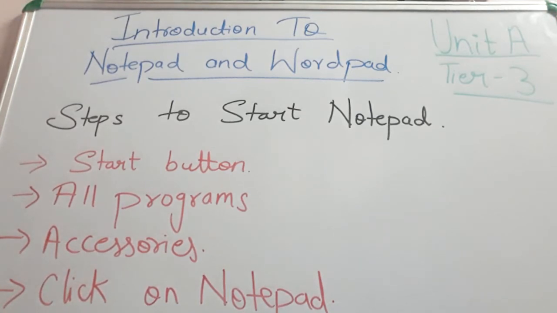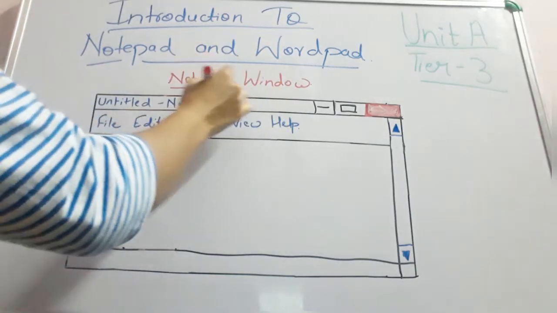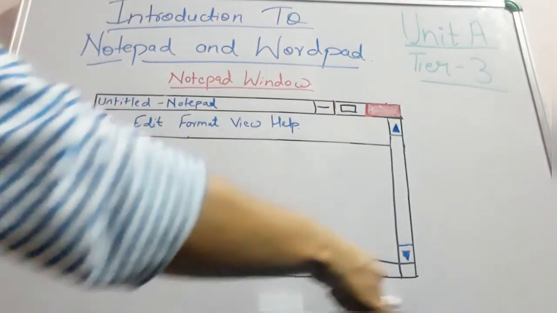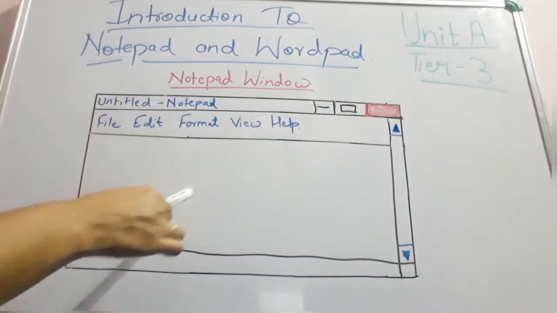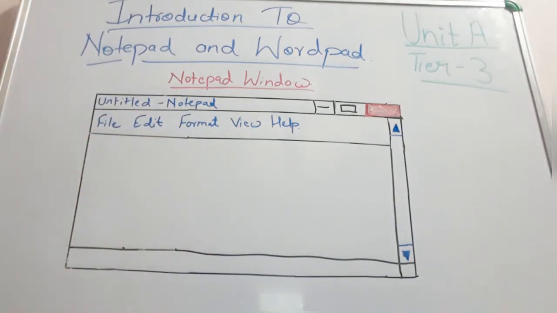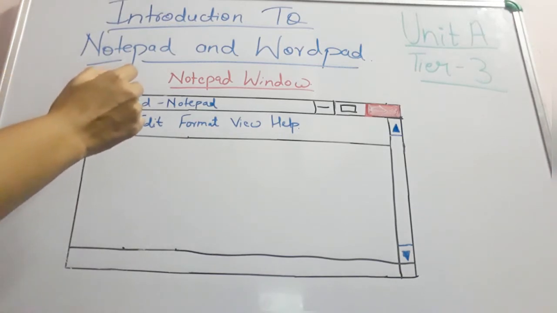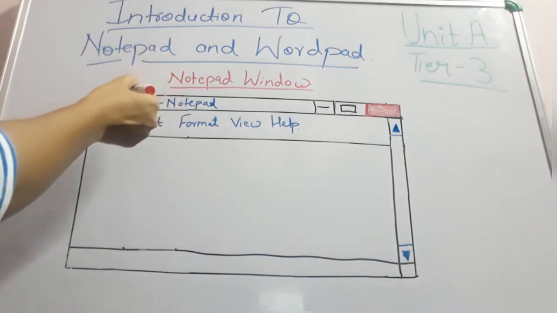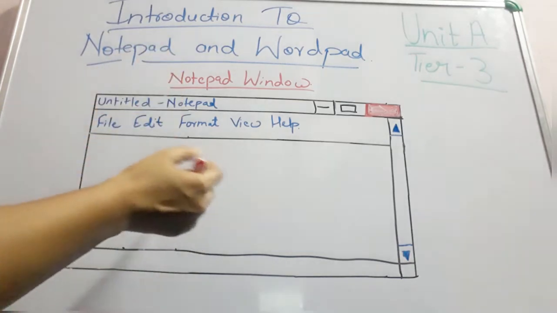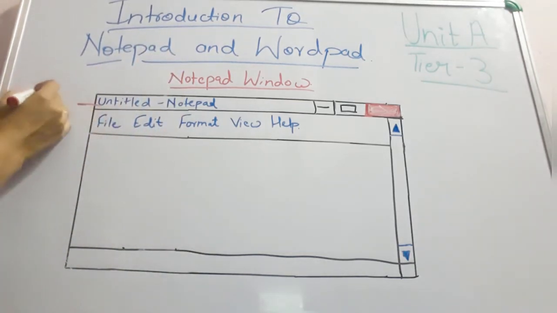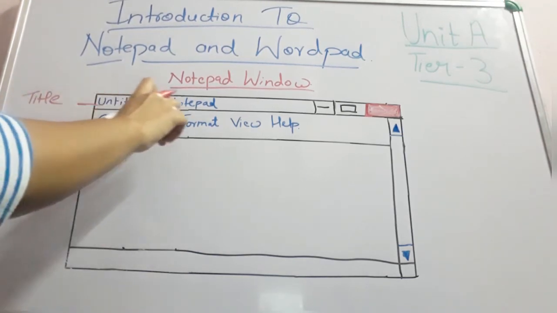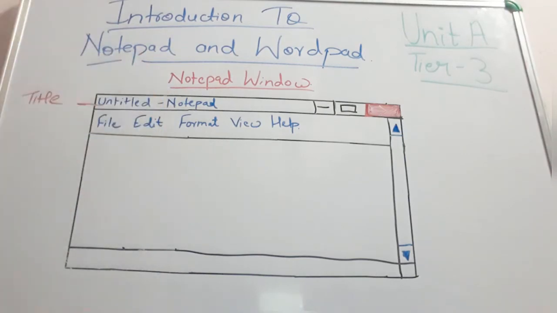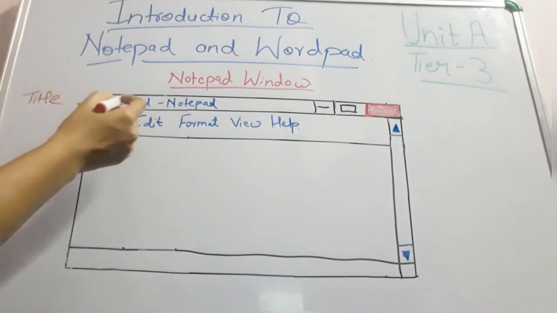Okay, now let's see the Notepad window. See, this is the window which will appear somewhat like this on your screen when you start Notepad. There are different options or different bars on the screen. So this one is called the title bar, on which the name of your file will be written. Whatever name you save your file with will be displayed on this title bar. By default it is Untitled.